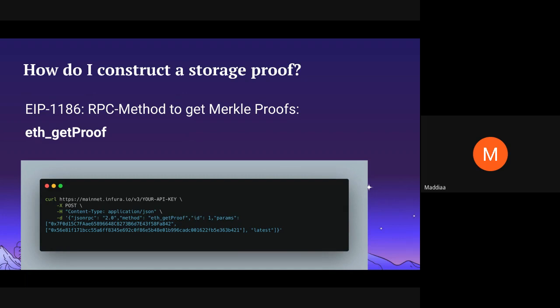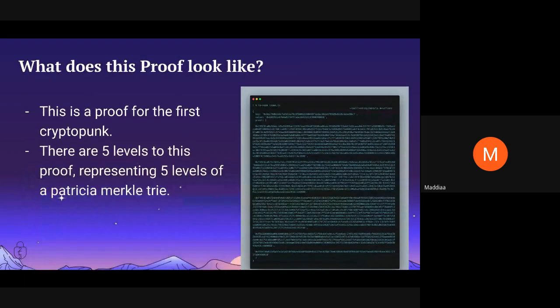So to get a storage proof, I can simply ask an Ethereum node for one. They all have this very handy method from EIP 1186 that allows you to define a particular contract and storage slot that you would like to get a proof for, and it will give you a storage proof all the way up to the block hash.